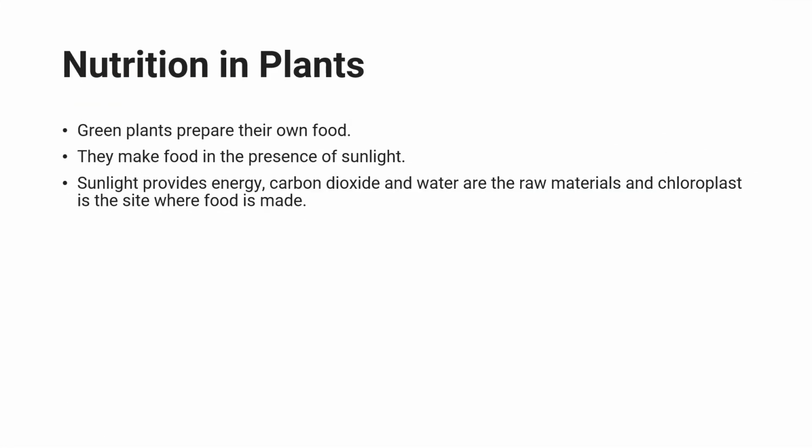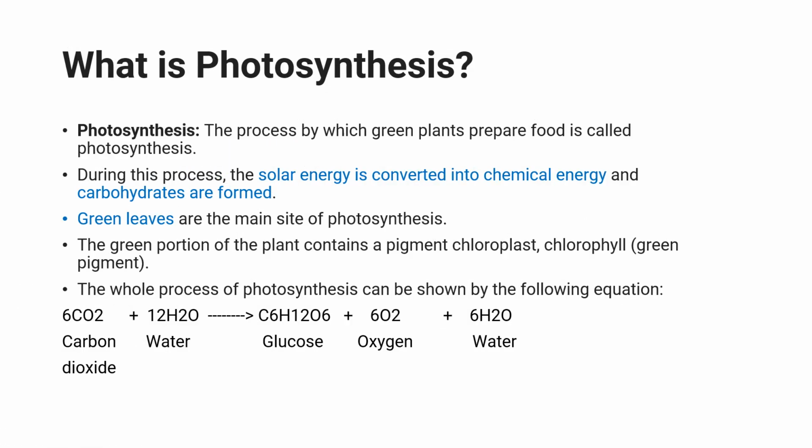Green plants prepare their own food. They make food in the presence of sunlight. Sunlight provides energy, carbon dioxide and water are the raw materials, and chloroplast is the site where food is made. What is photosynthesis? The process by which green plants prepare food is called photosynthesis. During this process, solar energy is converted into chemical energy and carbohydrates are formed.